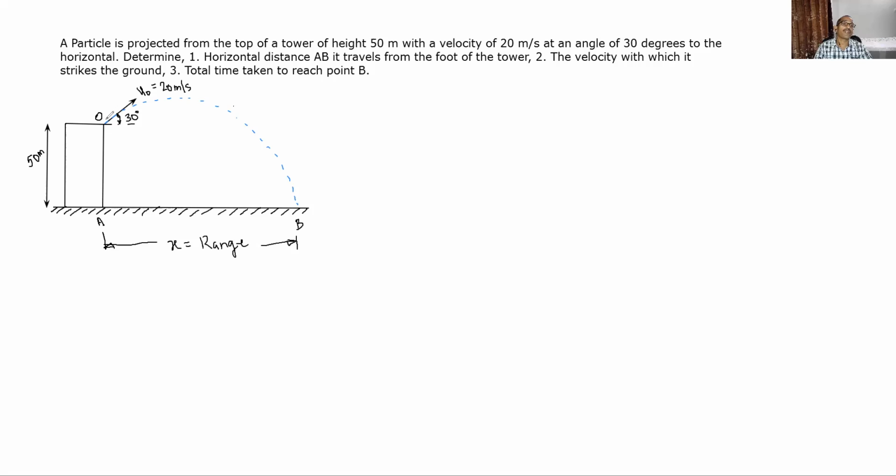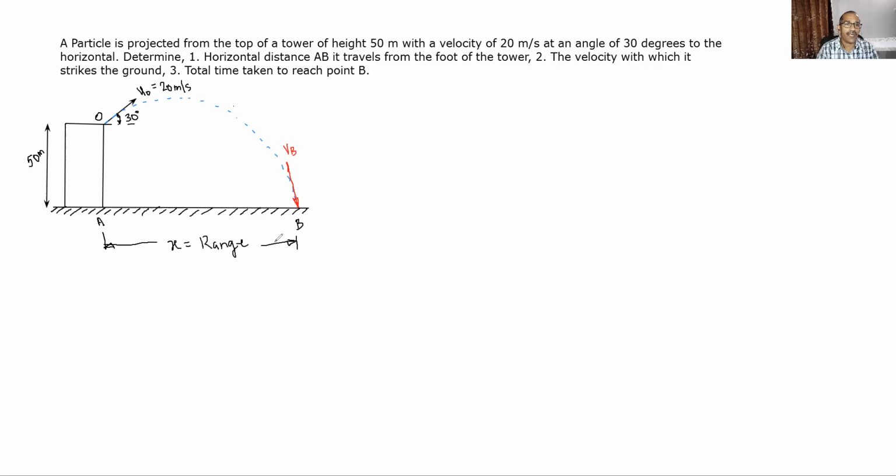Now once the projectile is projected from point O, it moves along this path and finally this particle strikes where? On the ground, right? So the velocity we get here at this point B is inclined like this. This is the velocity Vb. This velocity you have to find out, and the total time taken to reach point B.